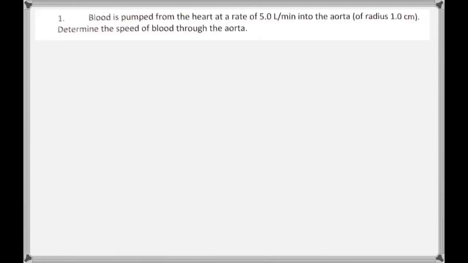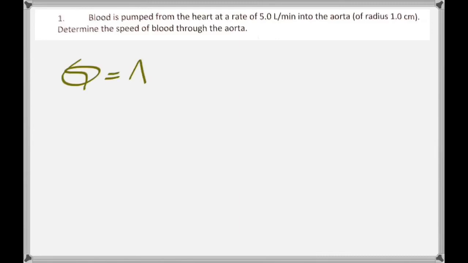Well, here are the answers to the problem set on fluids in motion. The first one: blood is pumped from the heart at a rate of 5 liters per minute into the aorta, radius 1 centimeter. Determine the speed of blood through the aorta. What's given as 5 liters per minute is actually the volume flowing in that time. And you're given the radius.